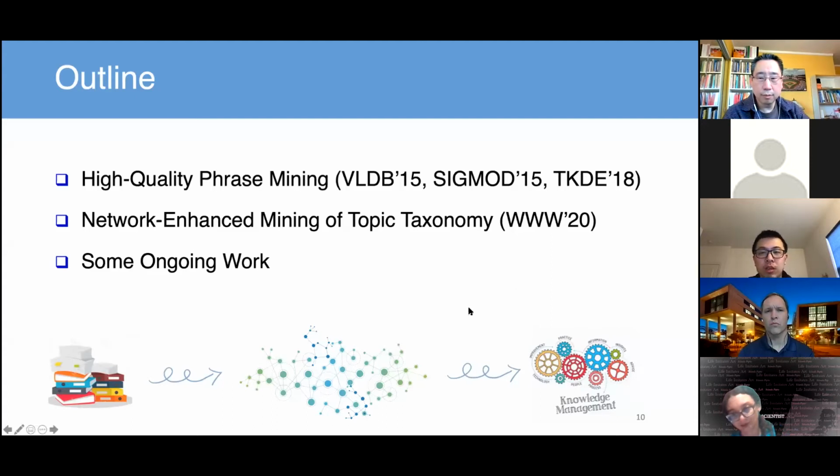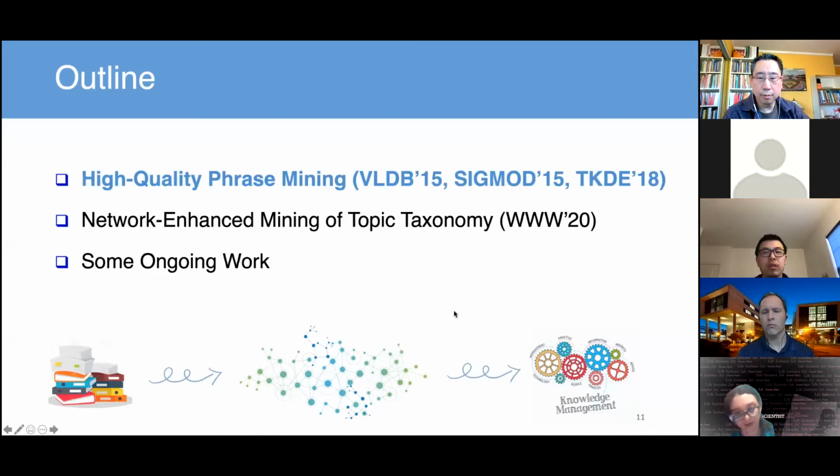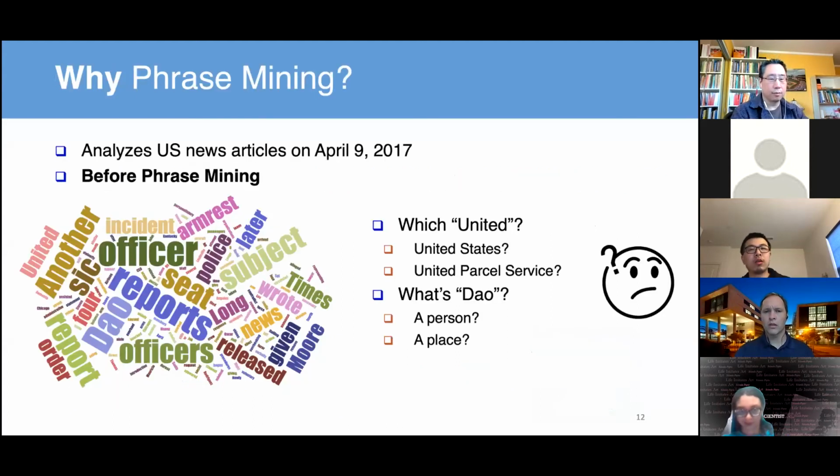Okay, let me first start with phrase mining. The first question is, why do we need phrase mining? Let me walk you through an example. Suppose we are looking at news articles and doing some analysis, and we randomly picked a date. This date, of course, is not a real random date. I picked it for some purpose, but you can imagine it is a random date.